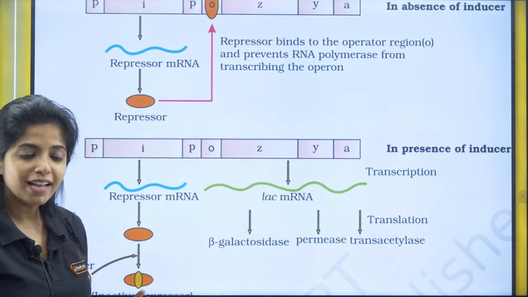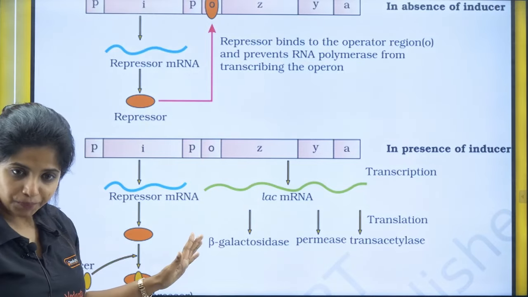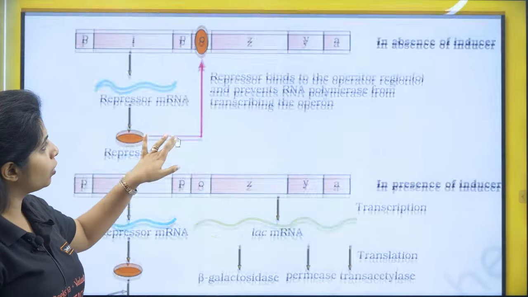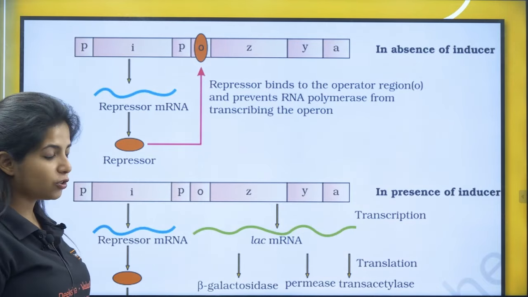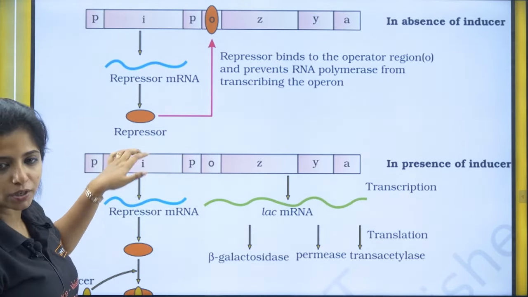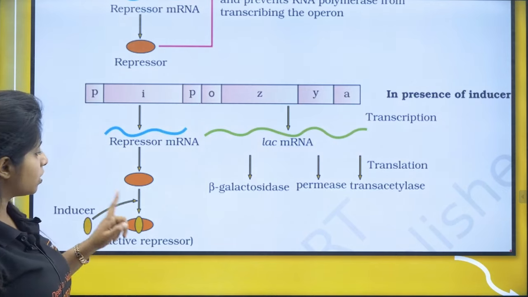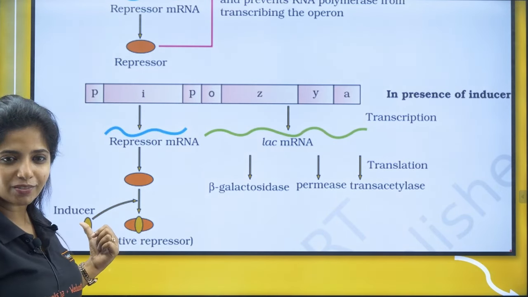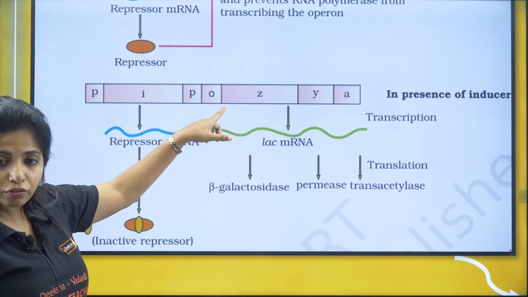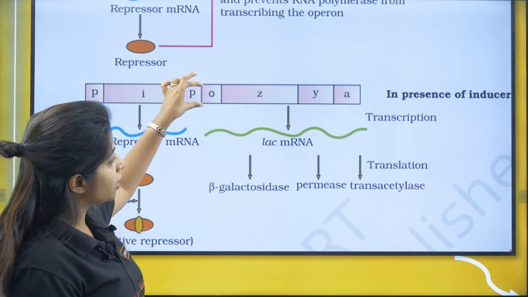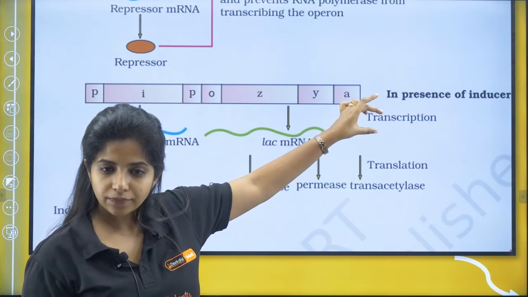Now suppose I am growing the same thing in a medium that contains lactose. What happens then? The lactose comes inside the cell. The lactose sees that someone is binding on the operator region and my friends are not getting transcribed. So lactose goes and binds with the repressor. Lactose is known as inducer, I'll tell you why. Lactose goes and binds the repressor. Now the operator region is free.